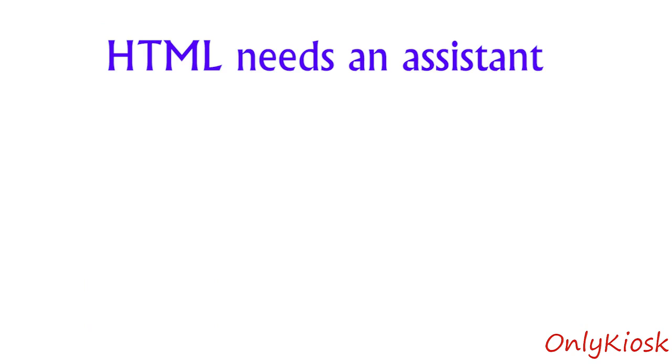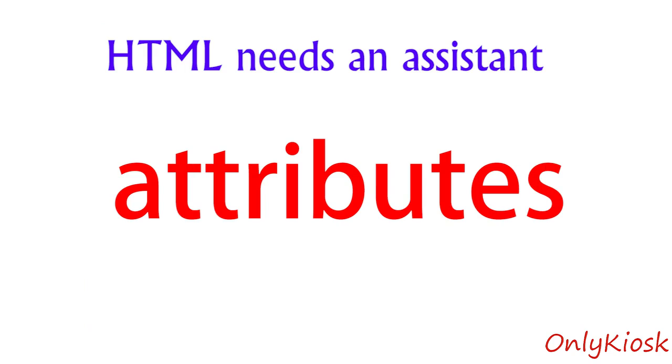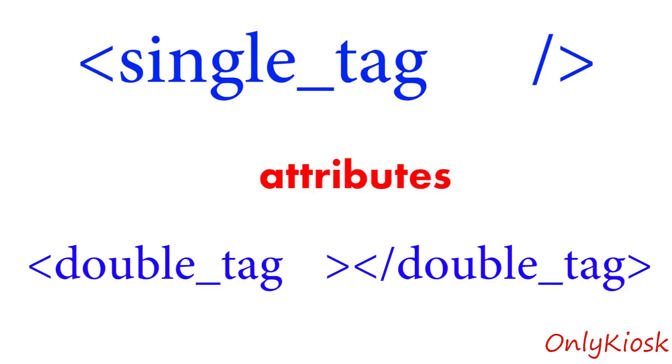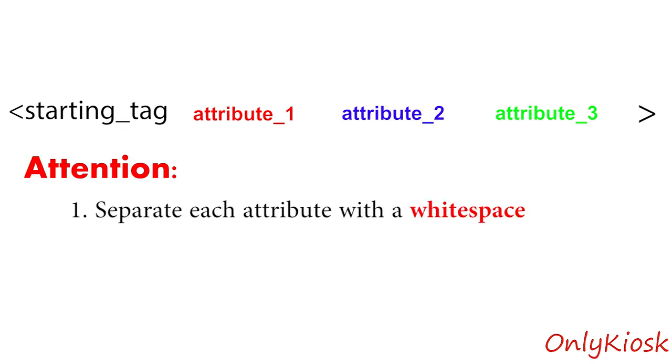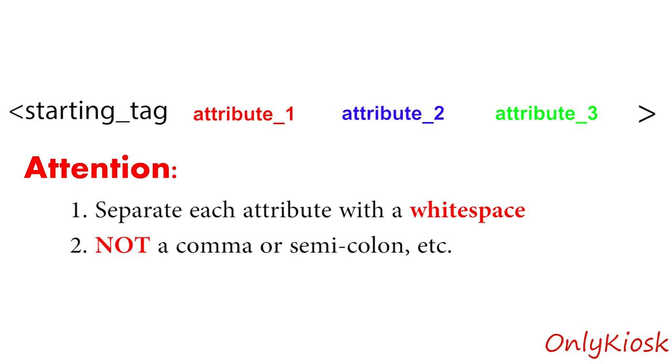HTML tags alone are not enough. People have developed different attributes to assist tags. All the attributes should be placed in the starting tag, behind the tag name. If you need to add more than one attribute to a tag, use a white space to separate each attribute. Remember, it's a white space, not a comma or a semicolon.